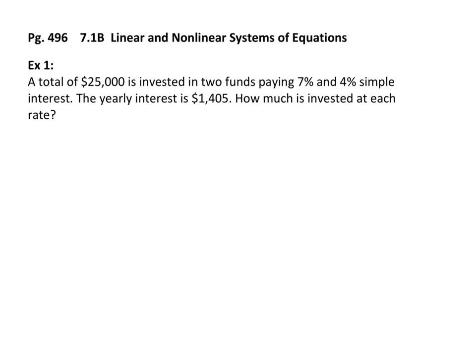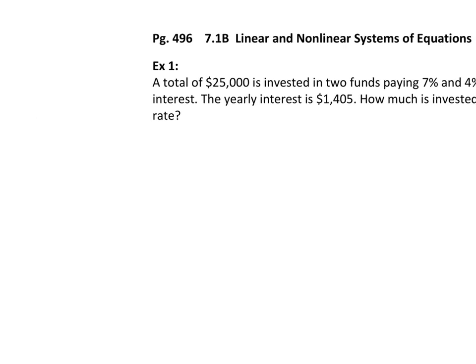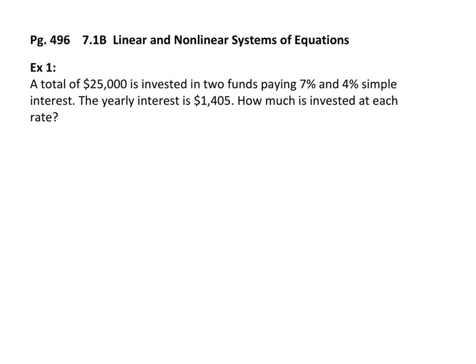Alright, 7.1b, linear and nonlinear systems of equations. Now this lesson is going to put your understanding of systems to the test, because now you have to construct your own system. A total of $25,000 is invested in two funds, paying 7% and 4% simple interest. The yearly interest is $1,405. How much is invested at each rate? That is the main question.